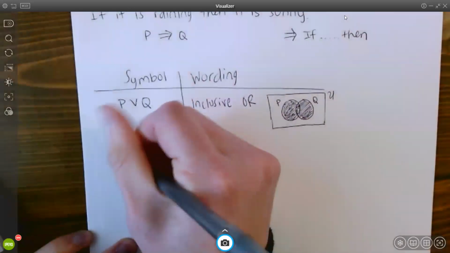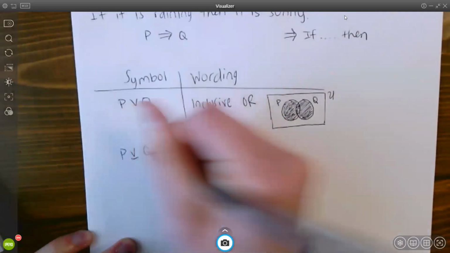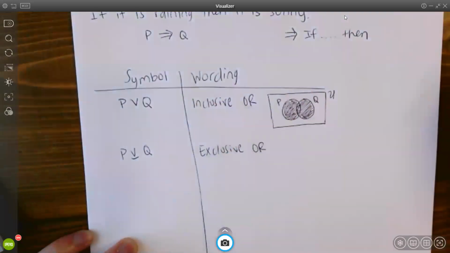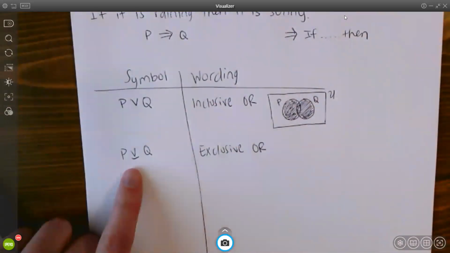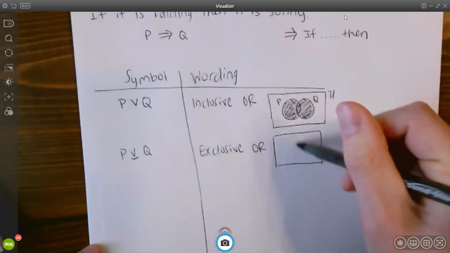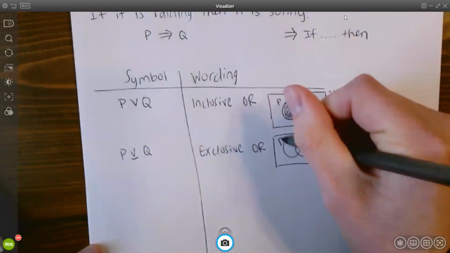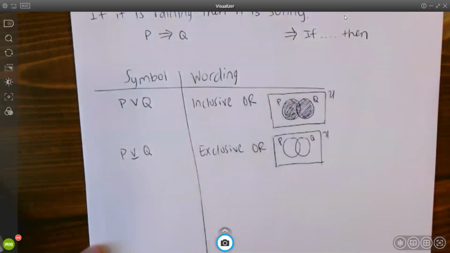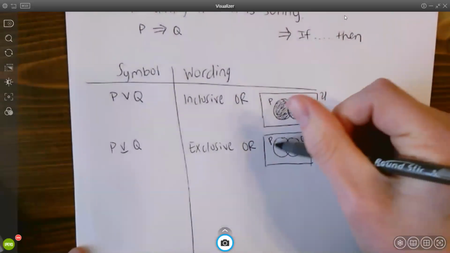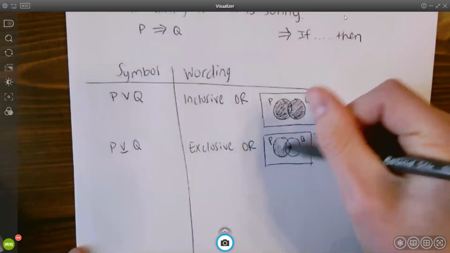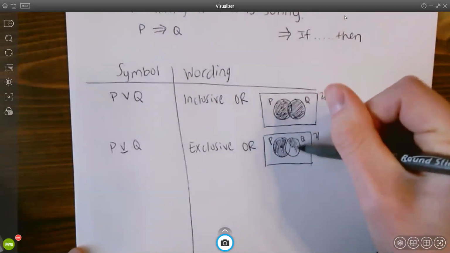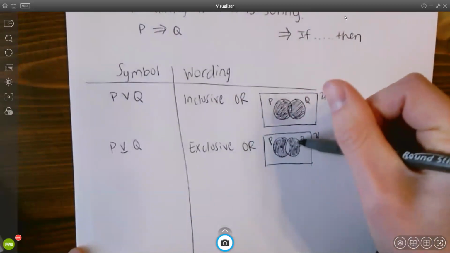An exclusive or is with a V with a line underneath. Again, I have P, Q, my universal set. The shading for this one, exclusive or, is when it's P or Q, but it can't be both. So again, I'll go over some examples of that after.